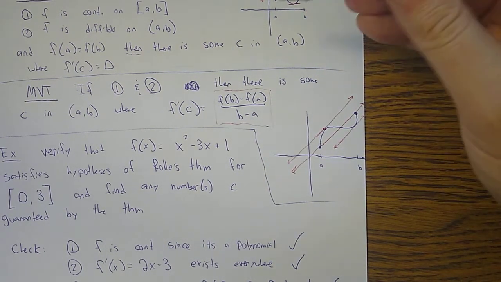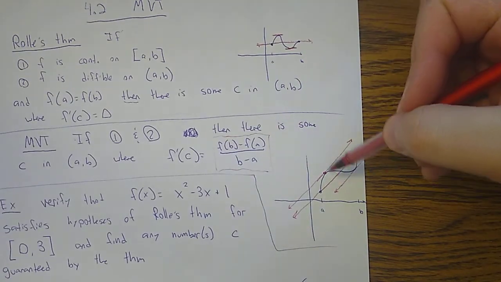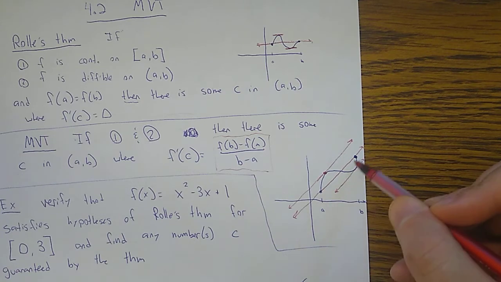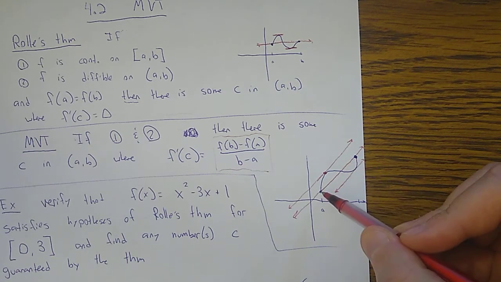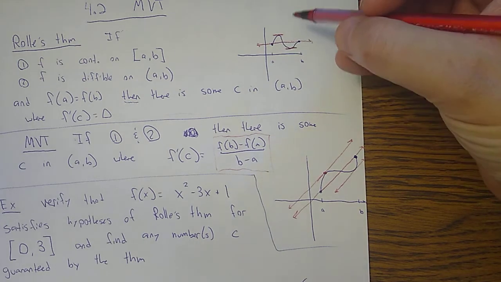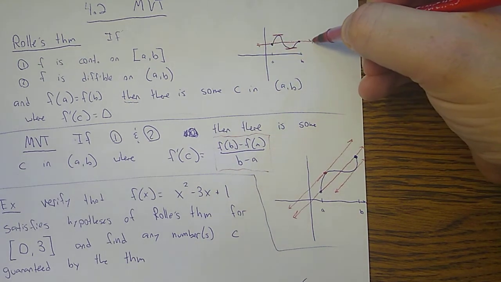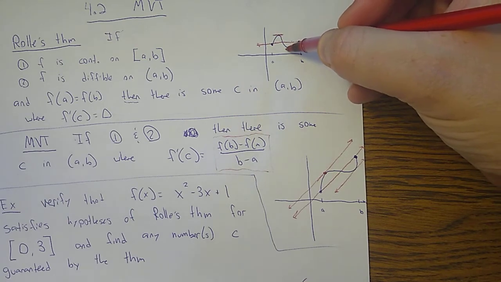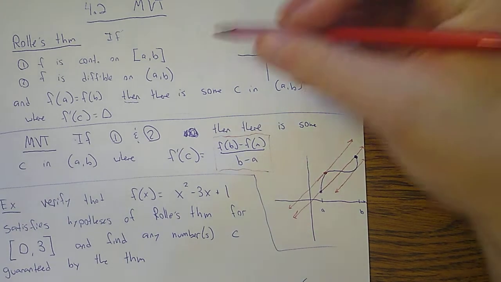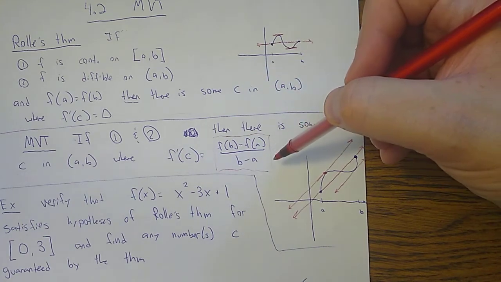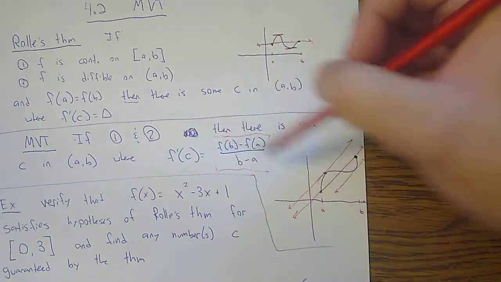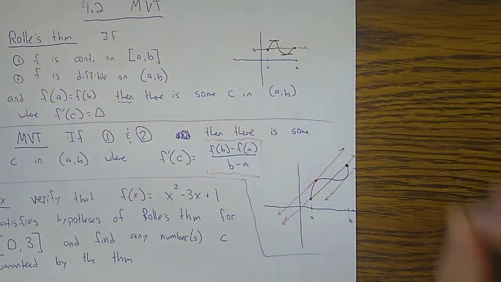And by the way, Rolle's theorem is just a special case of the mean value theorem. If a and b do happen to have the same y-coordinate, like they do in Rolle's theorem, the secant line is just horizontal. And what Rolle's theorem is saying is that there's a tangent line that's also horizontal. So Rolle's theorem is basically just the mean value theorem when you're talking about horizontal lines. The mean value theorem is when you're talking about lines that could have any slope.